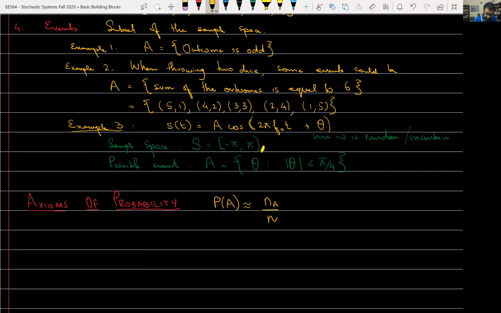Right? So where n is the number of experiments, and NA is the number of experiments in which event A occurred. Okay? And we know the probability of A is defined as the limit n going to infinity of NA divided by n.